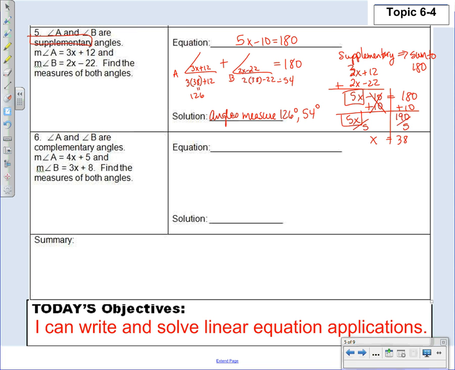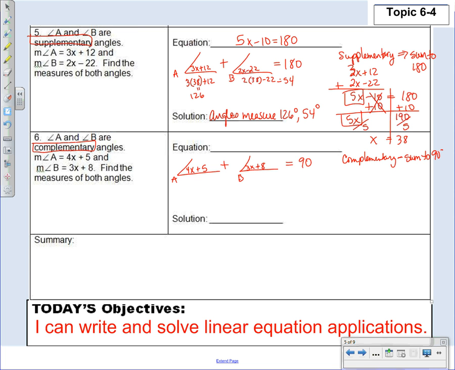Number 6, very similar, except this time we have complementary angles. And so for this case, complementary means they sum to 90 degrees. So again, if I draw my picture, here's angle A. It's 4x plus 5. Angle B is 3x plus 8. If I add them together, they have to equal 90.